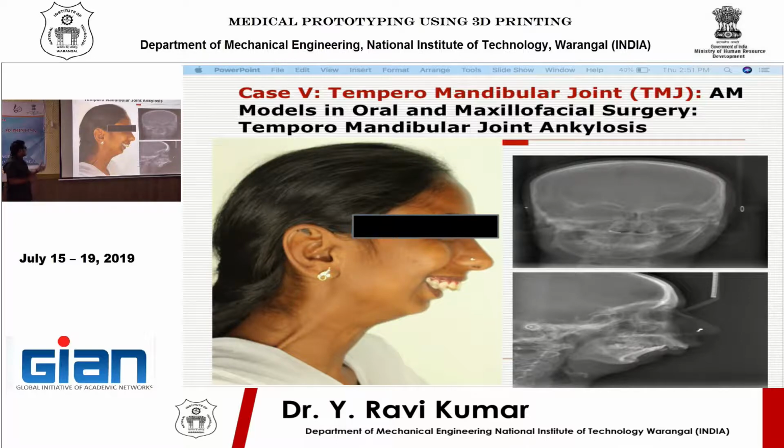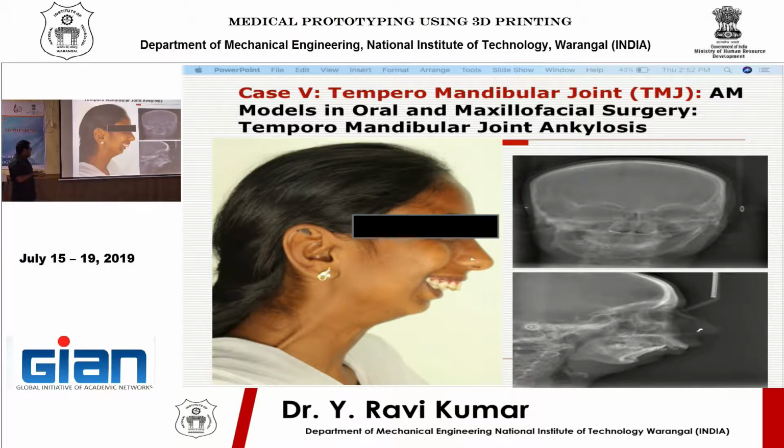So this is the next case. We take it as a very challenging case. Why? Because she is 20 years old. And the problem here, which we can notice, is that there are two problems. Her TMJ, the temporomandibular joint, which joins your maxilla and the mandible, right? So the skull bone and your mandible. There is a TMJ joint, right? It got fused. So that is another issue.